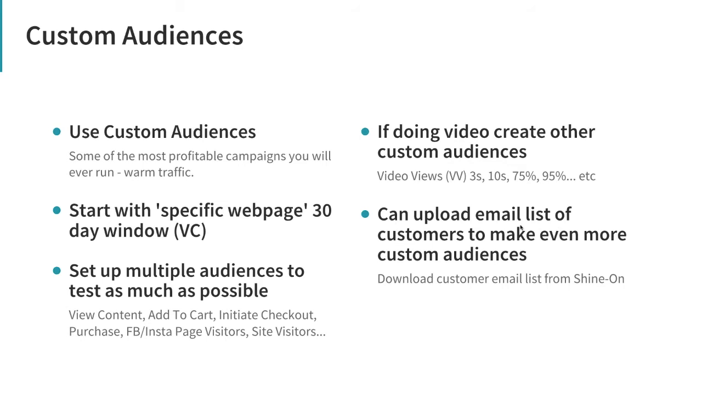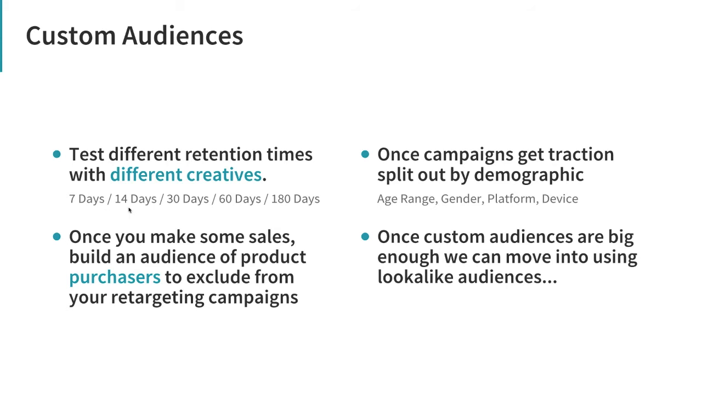If you're collecting emails in an autoresponder, you can upload that email list as a custom audience. If you're using Shine On platform, you can download the custom email list from there, upload that to Facebook and make a custom audience from that. So there's a lot of different ways to make custom audiences, a lot of different configurations. For instance, you can make them 30-day retention, like the example I just showed you. Or you can do 14 days, 7 days, 60 days, 180 days. If you want, you can do 29 days or 2 days, or you can pick the retention window.